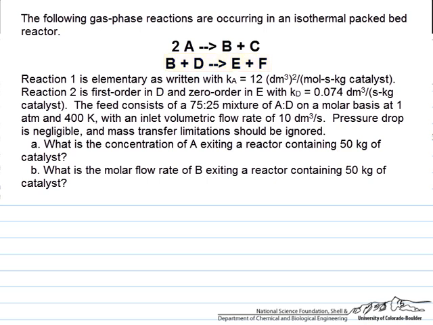Ultimately, as you can see in part B, we're going to want to find out what happens to this B that's involved in both other reactions, produced in one and consumed in the other. But along the way, we'll do some balances on other species. All right, and so the first question is, what is the concentration of A, given some conditions and kinetics here, exiting a reactor containing 50 kilograms of catalyst?